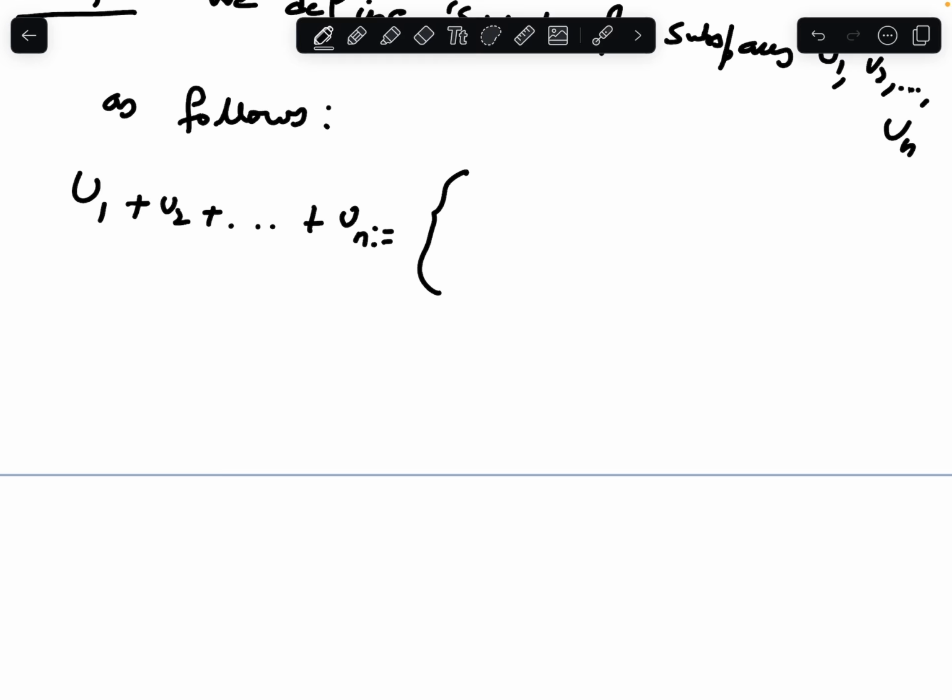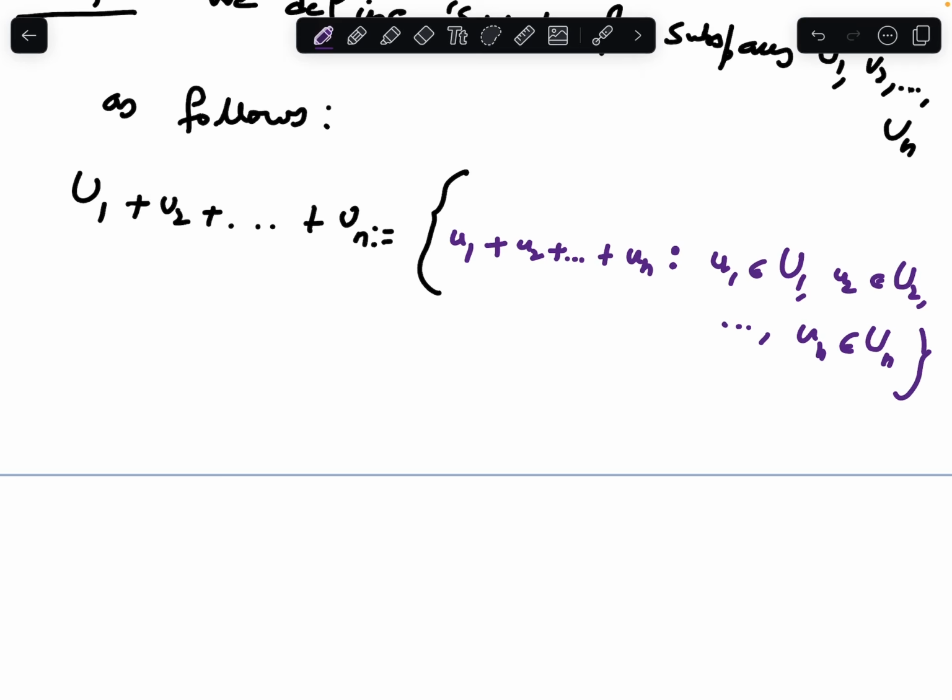Just add the elements from these vector spaces. So take small u1 plus small u2 plus ... small un, such that small u1 belongs to U1, small u2 belongs to U2, and so on. This collection of all the summations. So the sum is the collection of all the summations.